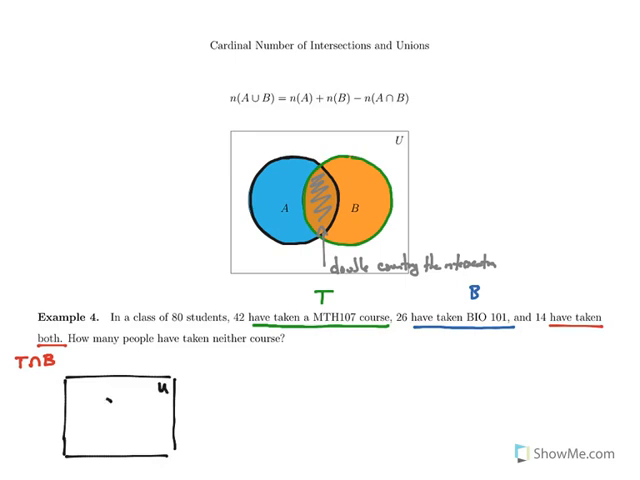So let's draw a little picture of our Venn diagram. Two overlapping circles, T, B, and the universal set. When we think about the union, so that is T union B. If we want to find how many people have taken neither course, that is everything that is outside of those circles.